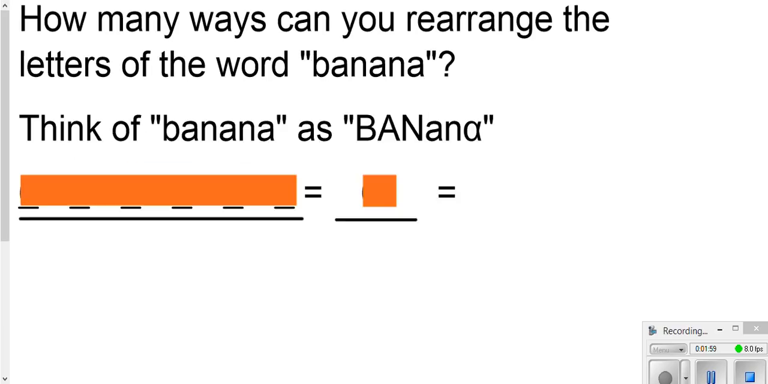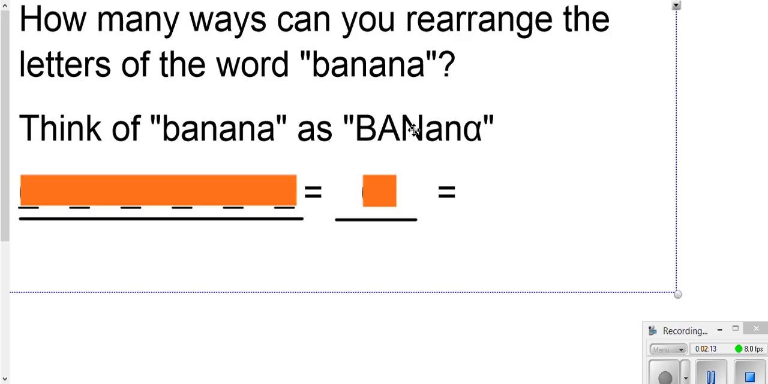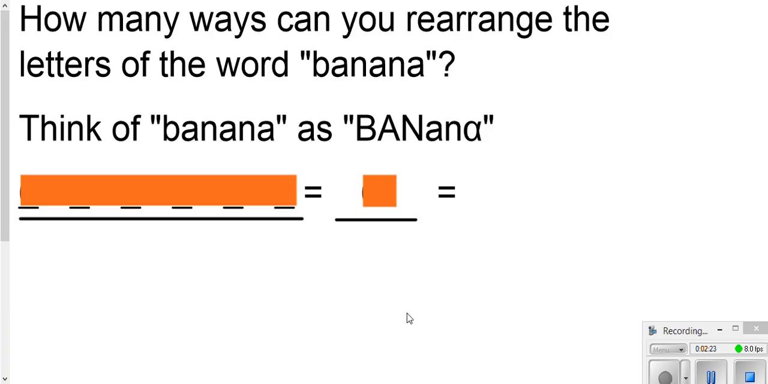So let's consider the word banana. Now, you can think of banana like this, or you can think of it like this here. Now, I did that for a reason, because we have an N here, we have an N here. We have an A here, we have a lowercase a, and we have a Greek alpha. Well, how many different ways can we rearrange these letters?